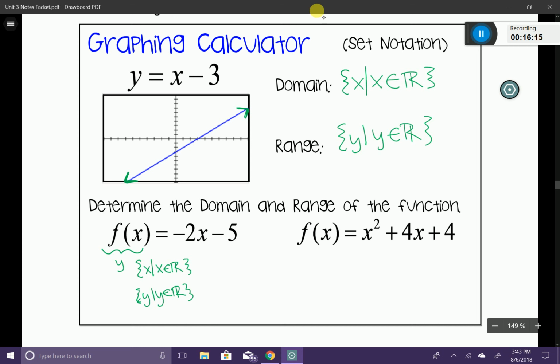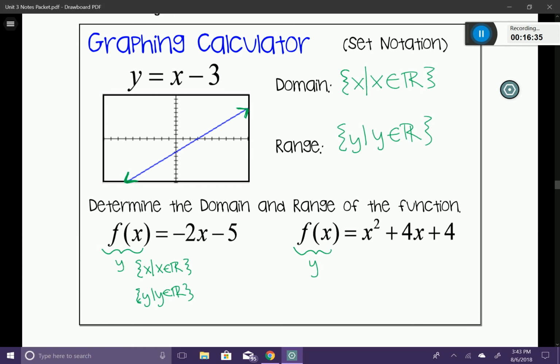We know that that function notation is just another way to say y. So let's go ahead and put this into our graphing calculator. It's a little bit more complicated. I'm going to go to y equals. I'm going to clear everything out. And I'm going to put x squared plus 4x plus 4. And I'm going to graph it. And you can see that I'm given a nice parabola. And it's an upward-facing parabola.